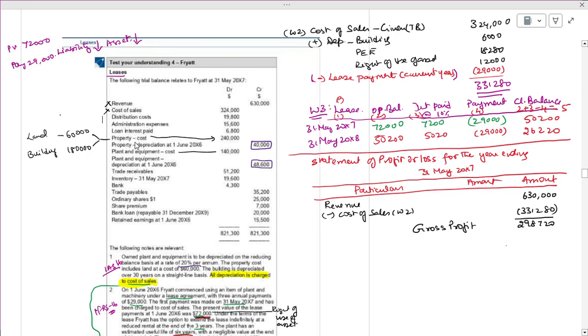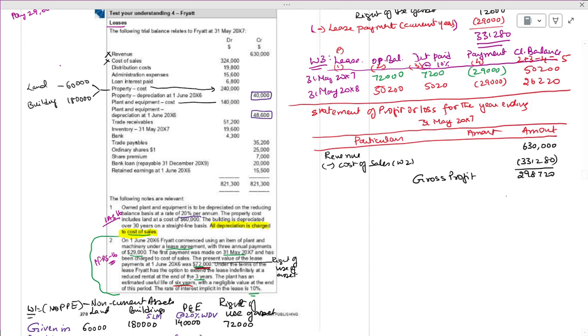Next, distribution cost. Nothing is there straight away. How much is that distribution cost? 19,800. Put one cross mark here. Administration cost, 15,600. Is it okay? Yes. Total, how much will you get?